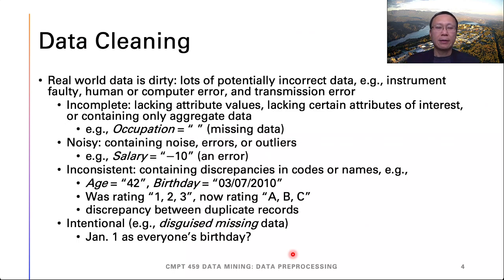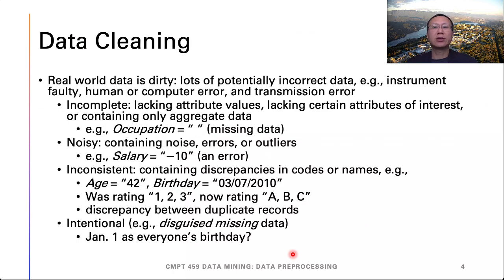Let's start with data cleaning. As we all know, real world data is more often than not dirty. Why do we say it's dirty? Because there are many factors that we cannot control that may have a noisy effect on the data. For example, there could be lots of potentially incorrect data. There could be faulty instruments, or there could be human or computer errors. And even network transmission may introduce transmission errors.